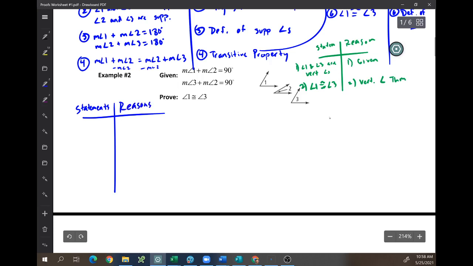And so again, the long way to do this would be to say, okay, I know that the measure of angle 1 plus the measure of angle 2 equals 90, and the measure of angle 3 plus the measure of angle 2 equals 90, right? And that was given. Then from there, using the transitive property, if they're both equal to 90, I could say the measure of angle 1 plus the measure of angle 2 equals the measure of angle 3 plus the measure of angle 2. Why? Because of the transitive property.